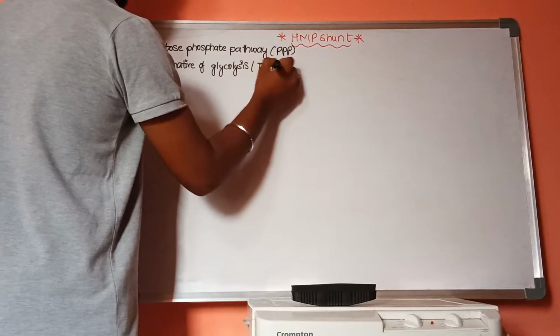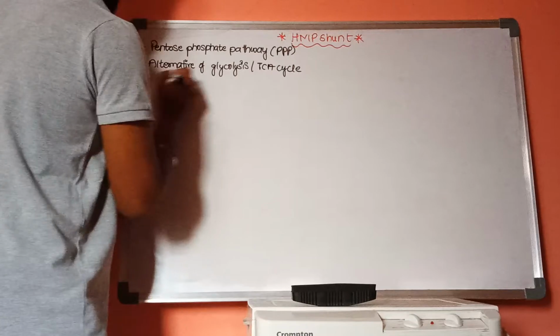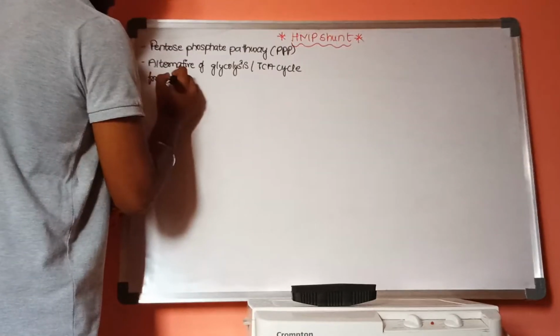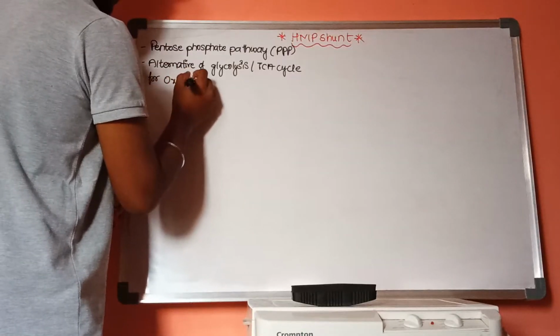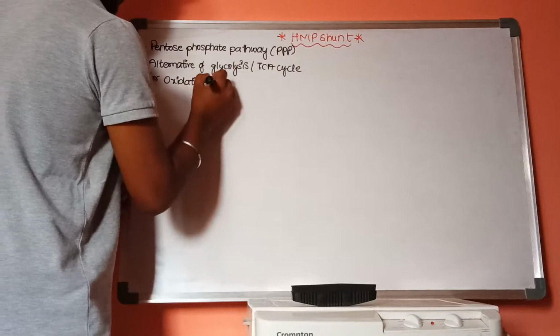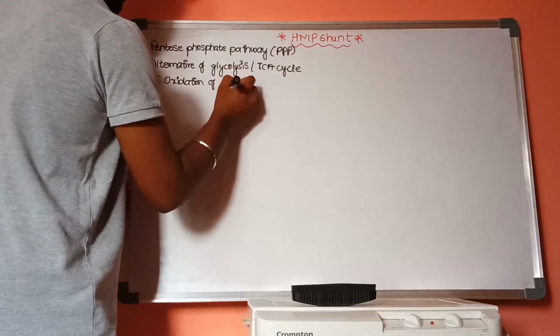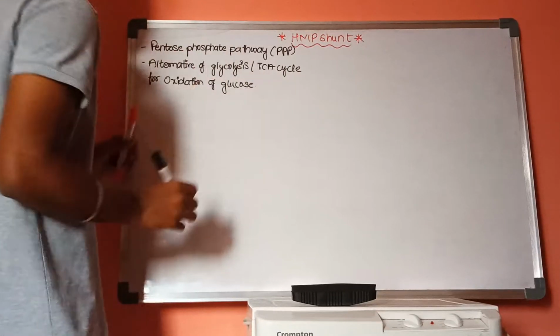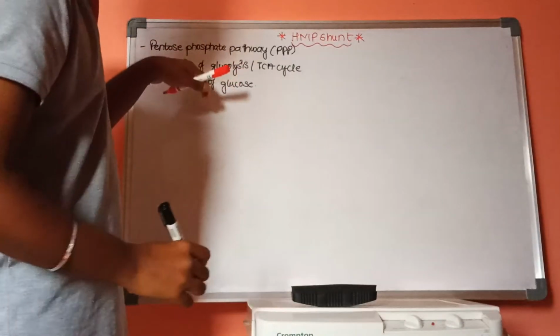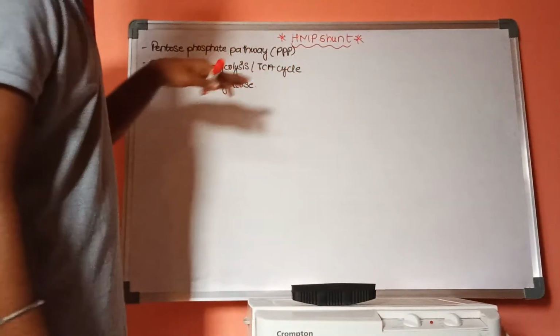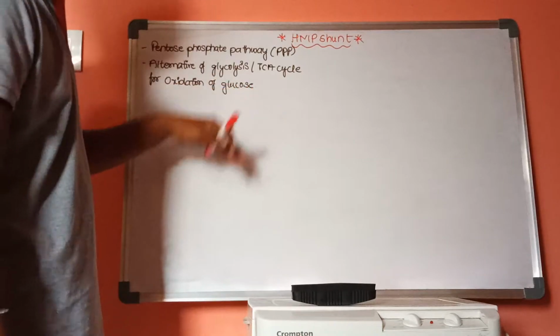Glycolysis and TCA cycle for oxidation of glucose. It is the alternative step of glycolysis and TCA cycle for the oxidation of glucose.